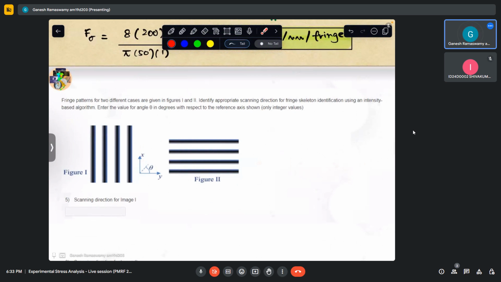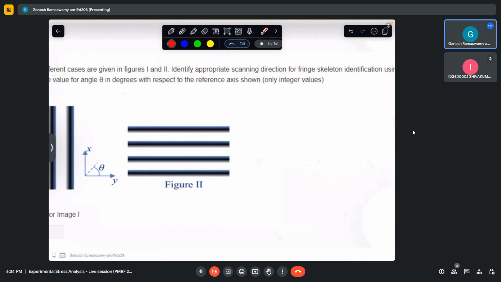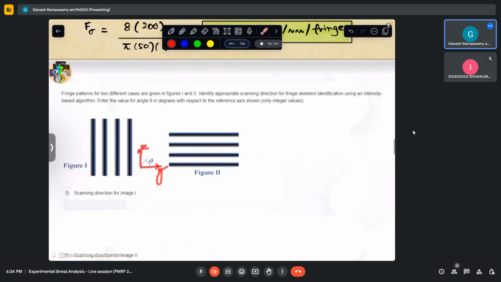The fringe patterns for two different cases are given in figures 1 and 2. Identify the appropriate scanning direction for fringe skeleton identification using an intensity based algorithm. Enter the value of the angle in degrees with respect to the reference axis shown. Enter only integer values. So basically this says x, this says y, and we have theta. Okay.